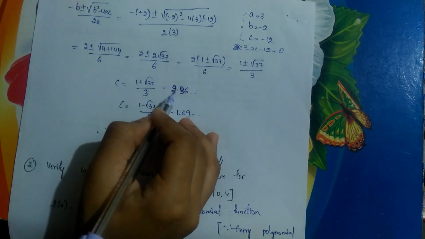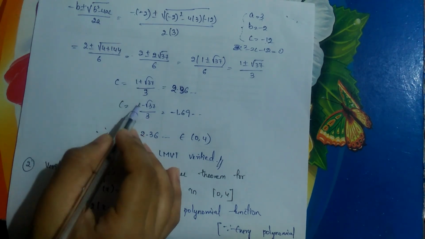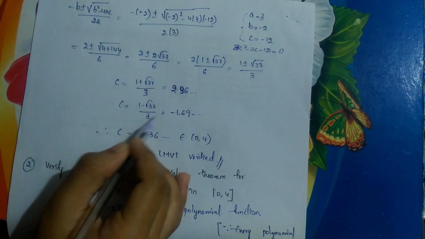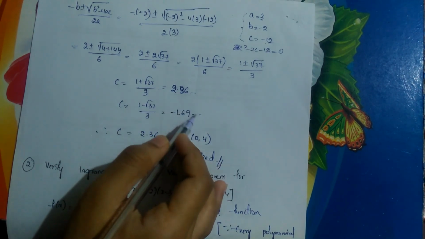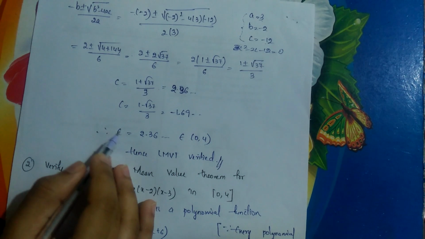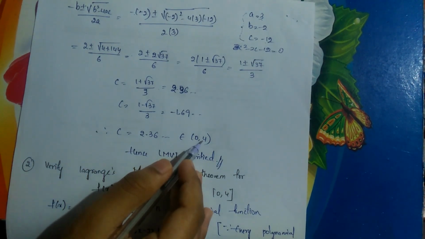the value of this is equals to 2.36. And the next c is equals to 1 minus root 37 by 3, and that equals to minus 1.69. So we have the two values here for c, and therefore c is equals to 2.36, and that belongs to interval 0 to 4.